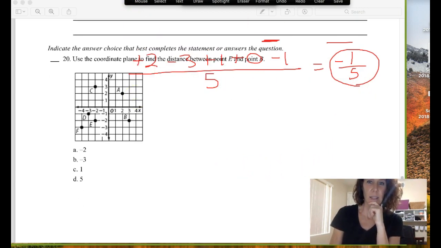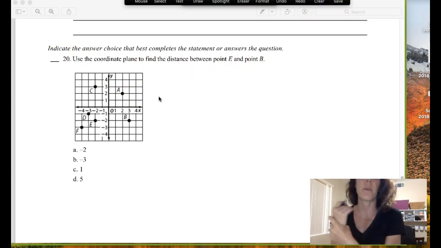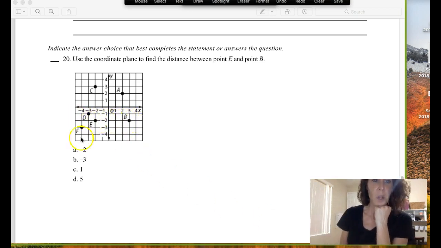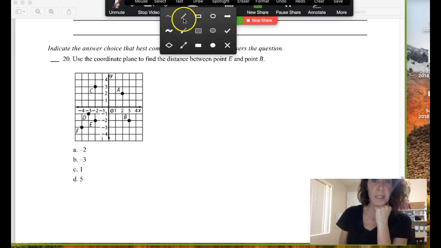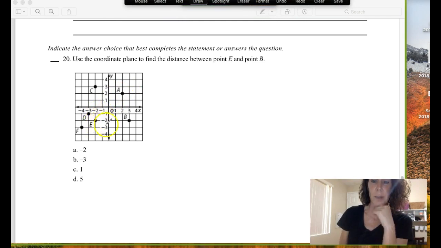All right, let's look at the last one. Use the coordinate plane to find the distance between point E and point B. So here's E and here's B. We're going to use the coordinate plane to find that distance. Well, we're not going diagonally, which is nice because then I'd have to use distance formula. I'm just going horizontally, so I can just count. Let's count from -2 over to 3. So it's 1, 2, 3, 4, 5. This distance from E to B is 5. And that would be D.